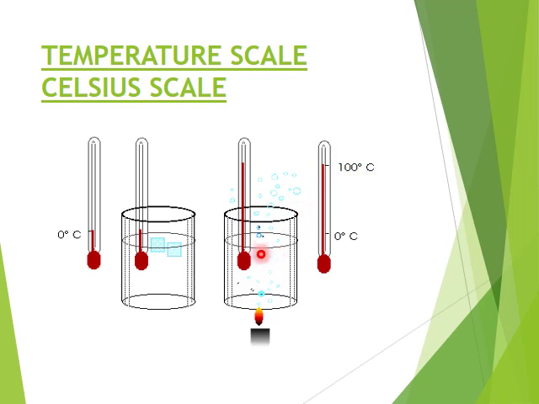So my dear students, in the Celsius scale, this scale has two markings. Number 1, which is at the bottom side, is 0 degrees centigrade, and this 0 degrees centigrade is the freezing point of water. At the highest point of this scale is 100 degrees centigrade, and this 100 degrees centigrade is the boiling point of water.